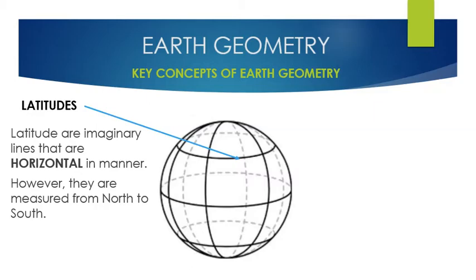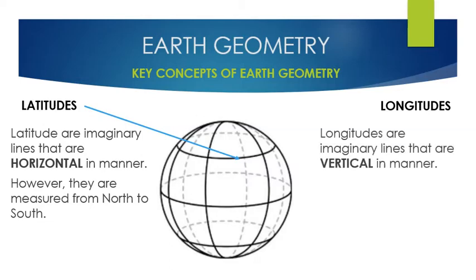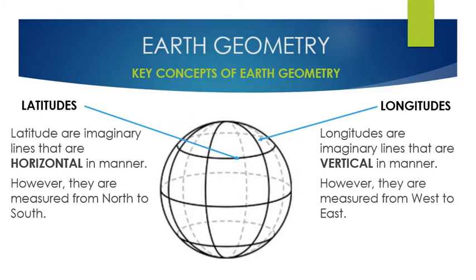Now we go to longitudes. What are longitudes? Well, like you can guess, longitudes are just the other lines that are left that are being drawn in a vertical manner. They run from west to east, or simply they are measured from west to east. These two lines must be really understood when we're talking about earth geometry, as if you confuse the two, it will be very difficult to understand other principles like locating points on the earth.